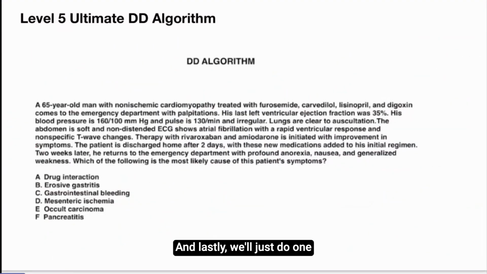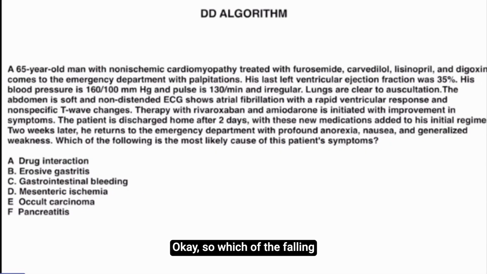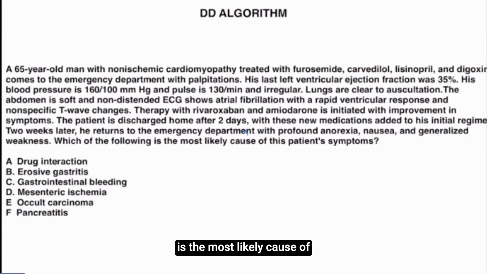And lastly, we'll just do one last question just to hone all of this in, the signal to noise ratio and the combination theory, looking at all the clues together and not in isolation. So let's read this. Okay, so which of the following is the most likely cause of these patient symptoms? Drug interaction, erosive gastritis, GI bleeding, mesenteric ischemia, occult carcinoma, pancreatitis.